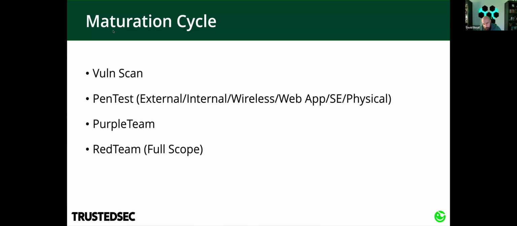This is more if a real world attacker were to utilize any of these methods that you see here, external, internal, wireless, web app, SE, physical, what could they get, right? What is the overall inherent damage or system resources that they could gather from any of this access in?